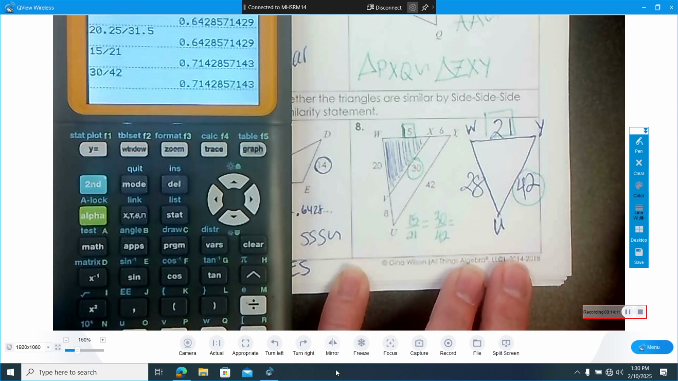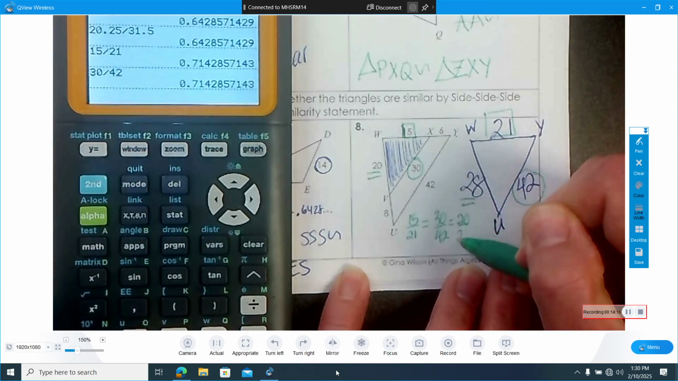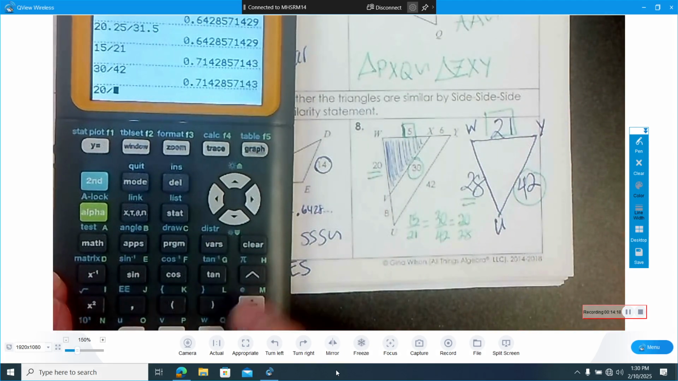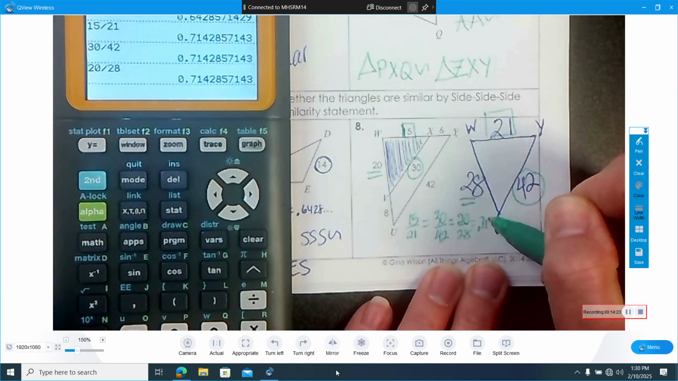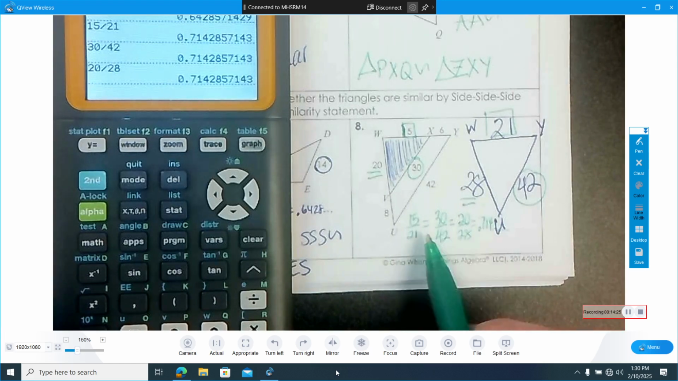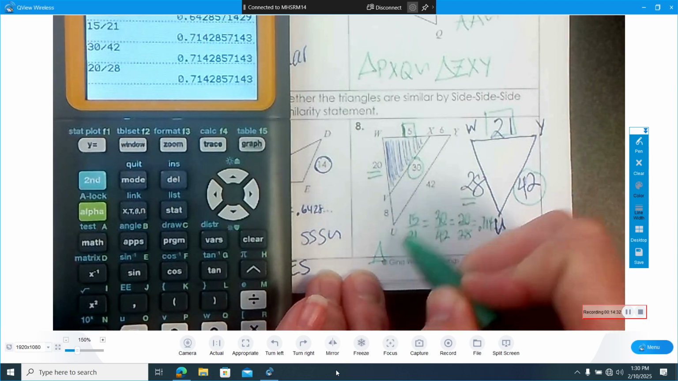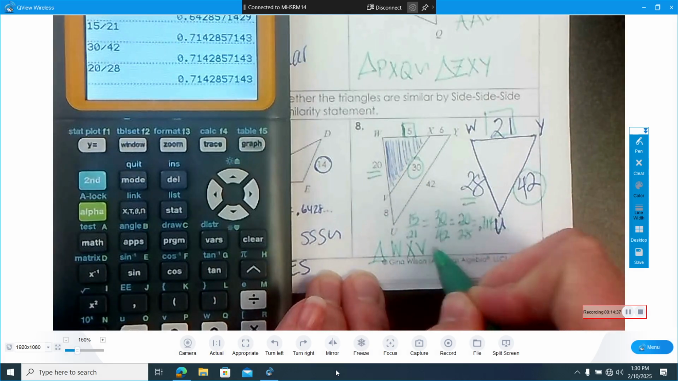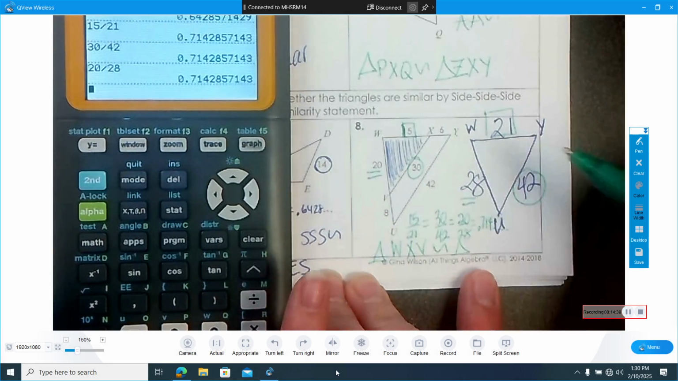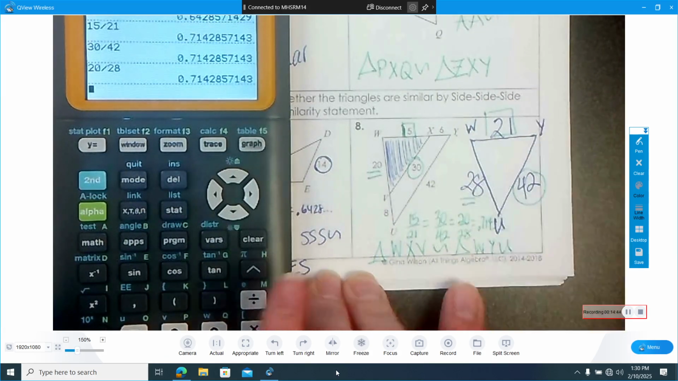And then last. Good. 20 over 28. And again, I want to see if they all have that same ratio. Oh, yes, they do, which is 0.714. So you can see I just wrote them all as equal. All right, so they do have side similarity. Triangle WXV is similar to triangle WYU. Very good.